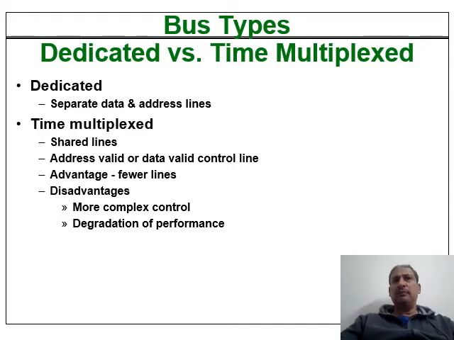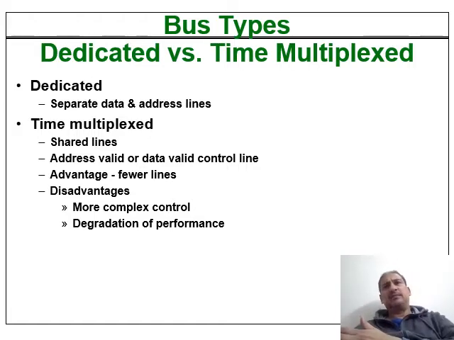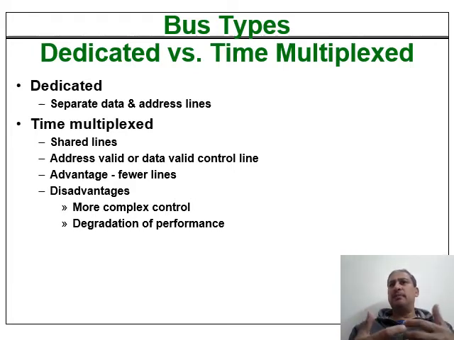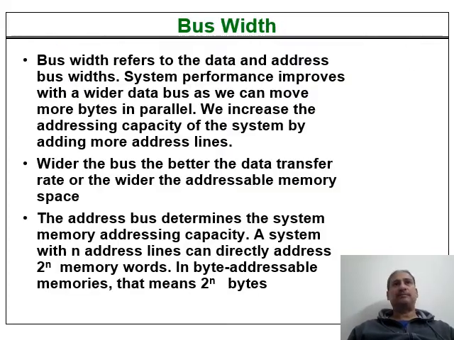Now they may use time multiplexing. Time multiplexing means that first data will be carried, then address may be carried, or the two pieces of information may be interleaved with each other. The advantage of multiplexed lines is obvious. You need fewer lines, but the disadvantage is that you have to have more complex control over the bits of information that are passing on the lines, whether it is address information or data information.